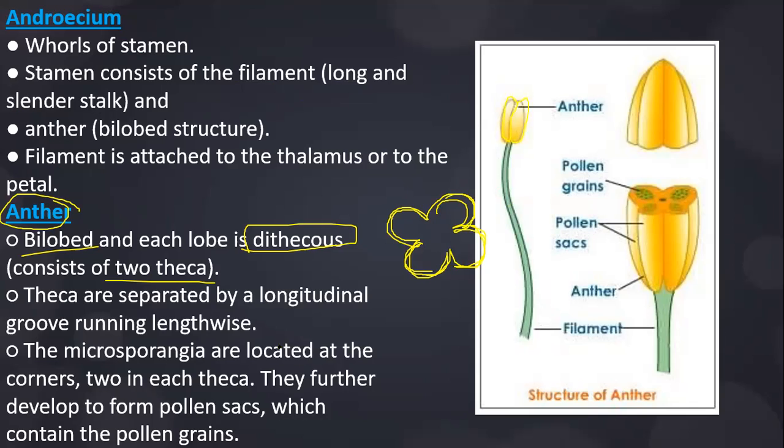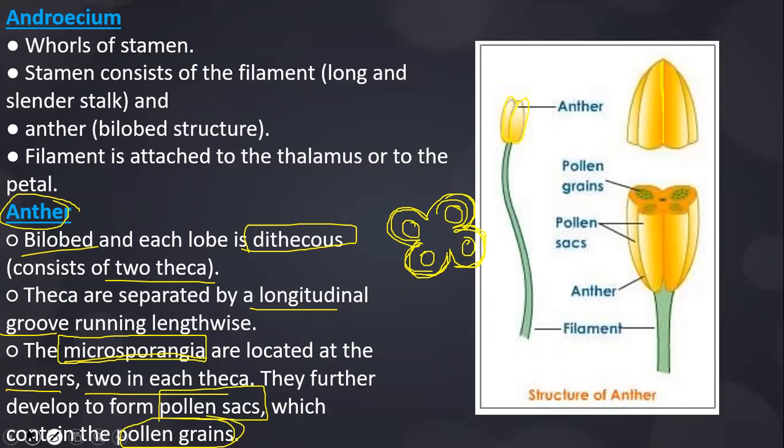Two theca are there. Theca is separated by a longitudinal groove running lengthways. Okay. The microsporangia, inside the microsporangia only you will have the formation of microspores, which is the pollen grains. They are located at the corners, two in each theca. That is one over here, and another over here, another over here. Total four are there. Two in each theca will be there. They further develop to form the pollen sac, which contains the pollen grains.